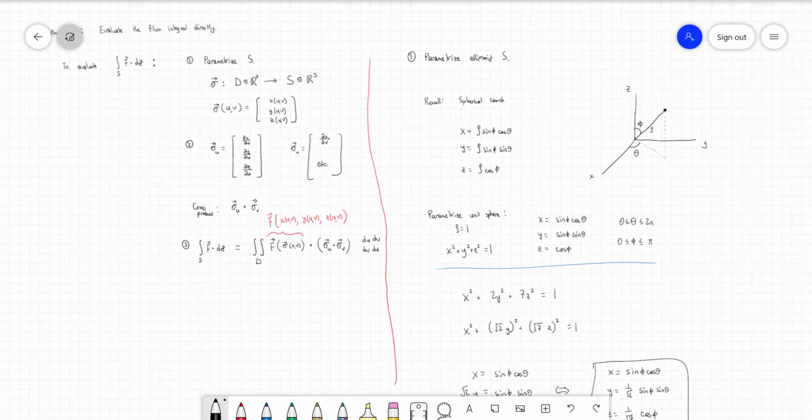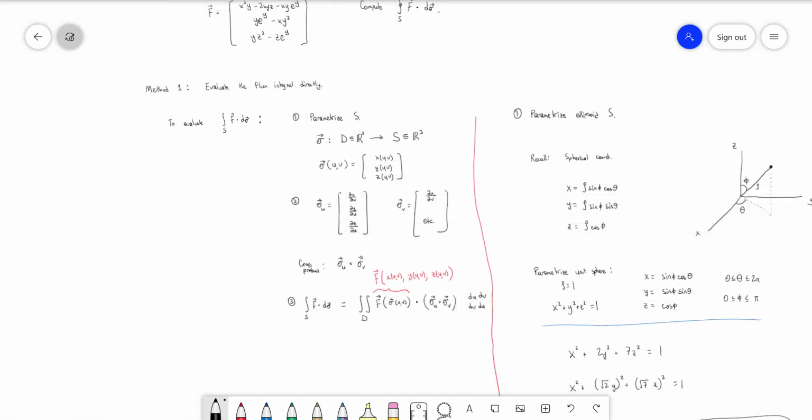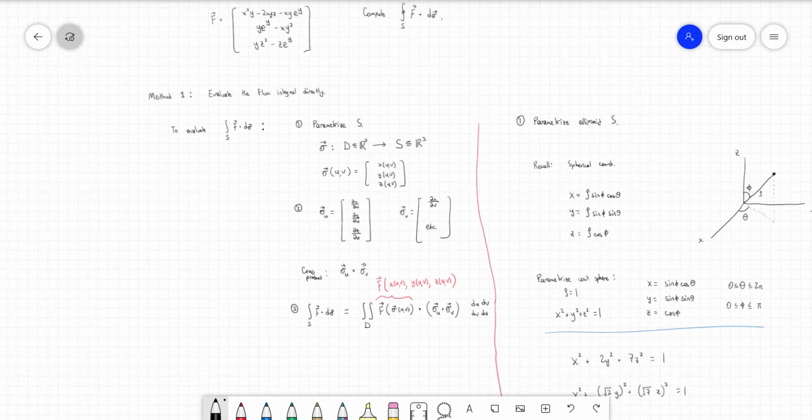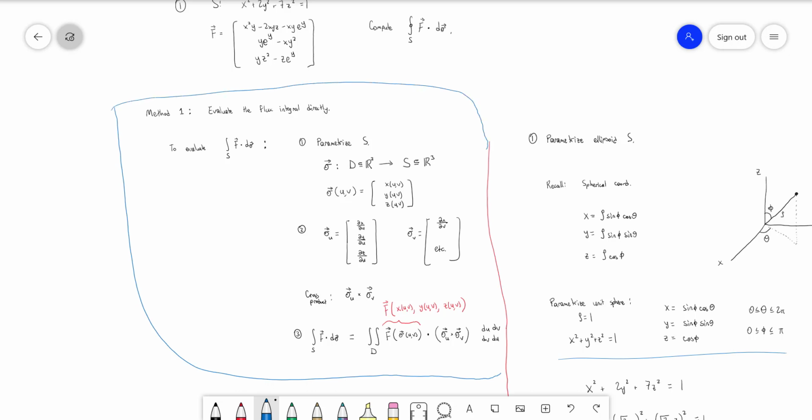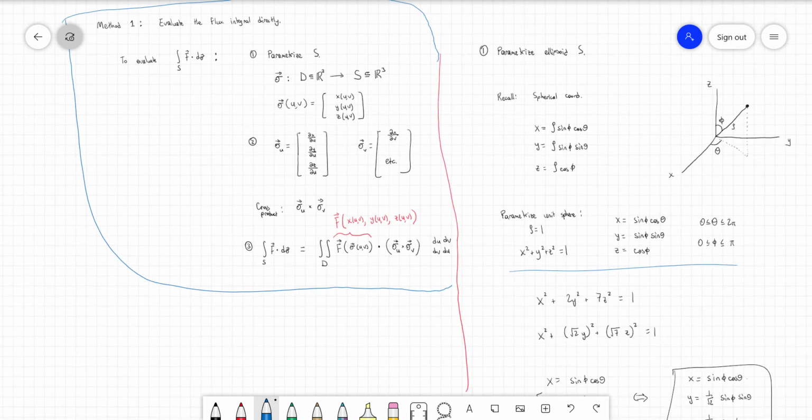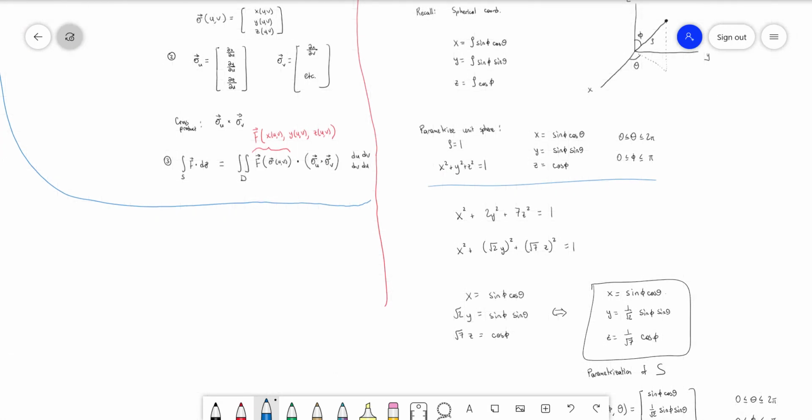Just a quick recap though, here's the general three-step procedure for evaluating a flux integral directly. So whatever your surface is, you want to come up with a parameterization for it. For a sphere or an ellipsoid, a modification of your spherical coordinate equations can be used to get a parameterization for it.